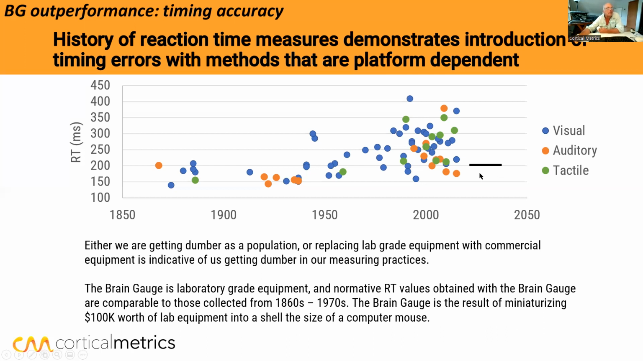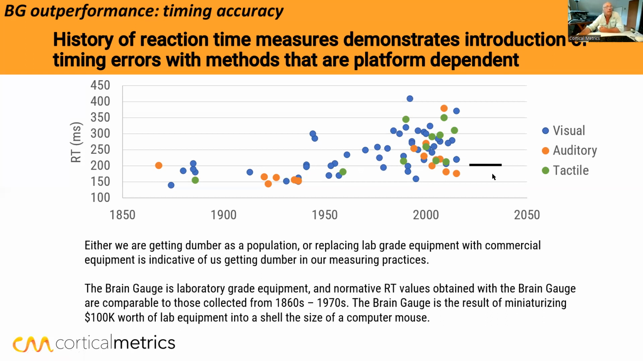1970 was the introduction of the personal computer, and people started using personal computers to collect data in a very sloppy way. The reason the brain gauge continues to be accurate is because all the circuitry is housed inside that computer mouse-sized device.